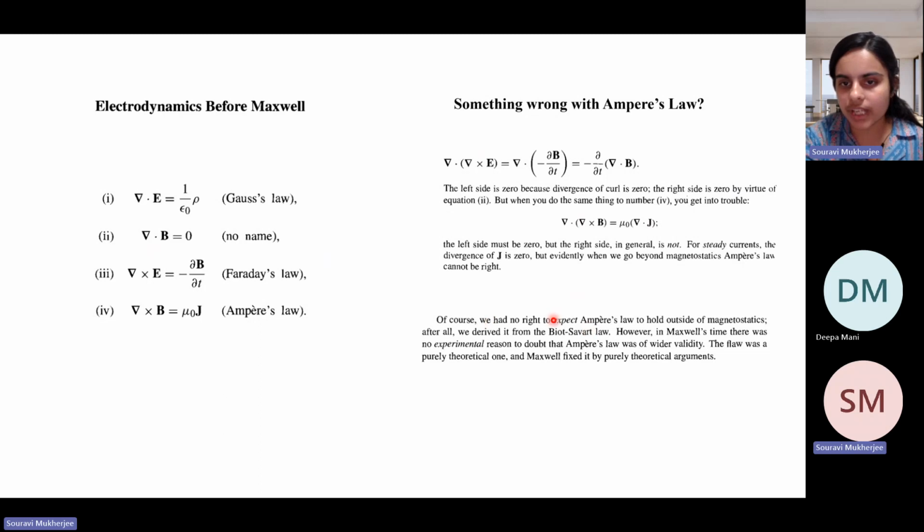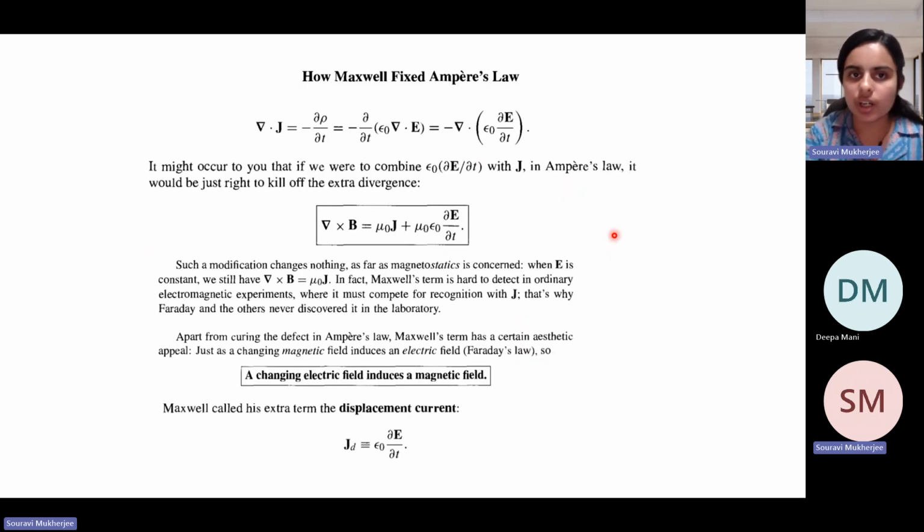So what did we do with Ampere's law? Basically, it came from the Biot-Savart law. So initially we should have no doubt about the fact that this holds for magnetostatics. But in cases where there are unsteady effects, where there are time varying effects, this fails, right? So something has to be done about it. And that is what Maxwell did.